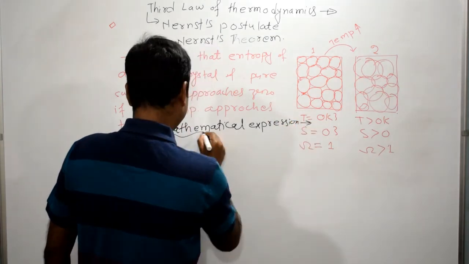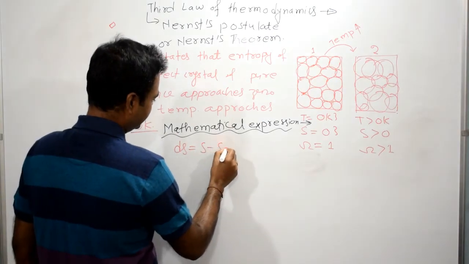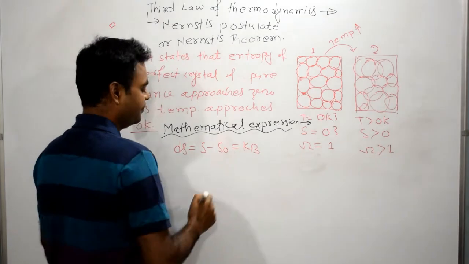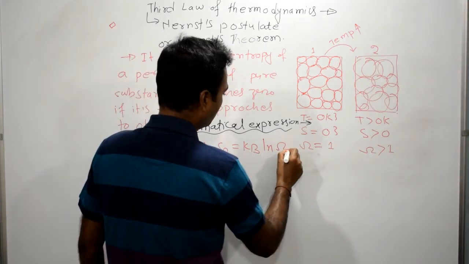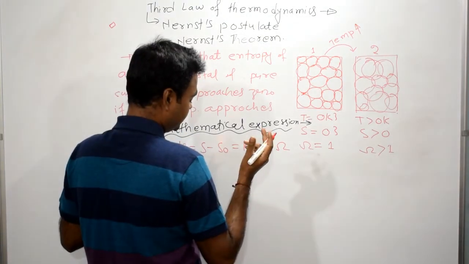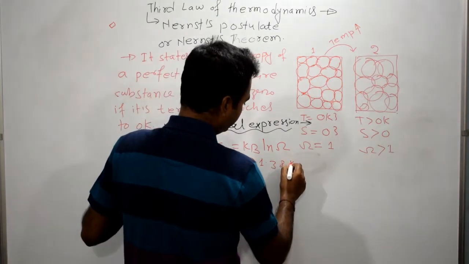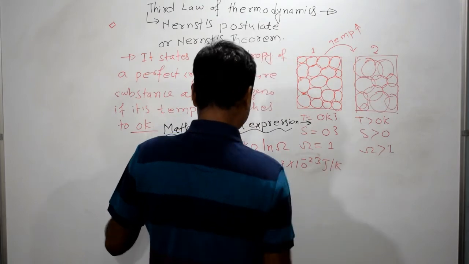What is it? Let me tell you. ΔS is equal to S minus S naught, is equal to k_B, that is Boltzmann constant, natural log Ω. What is k_B? The value of k_B is 1.38 × 10^-23 joule per Kelvin.